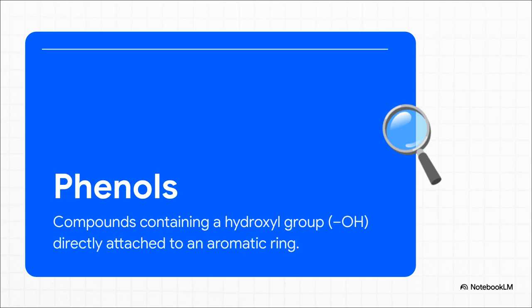Now, what if we take that exact same OH group, but instead of putting it on a chain, we attach it directly to one of those super stable aromatic rings we just talked about? Well, now you've got a phenol. It looks so similar to an alcohol, but its chemistry is totally different. Phenol itself is a powerful antiseptic. So you see, where you attach the functional group matters a lot.